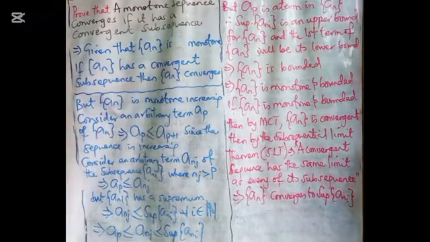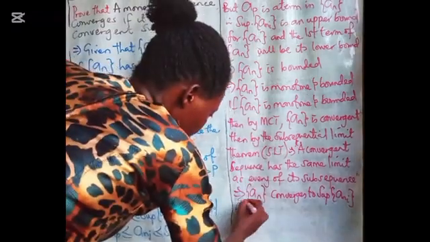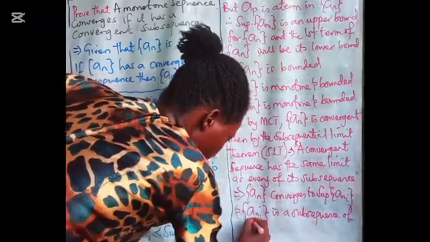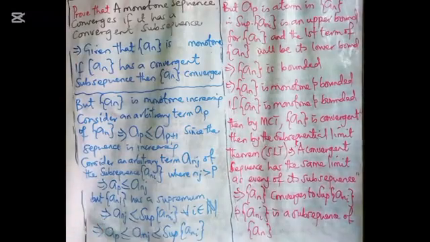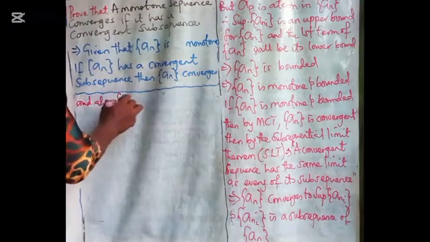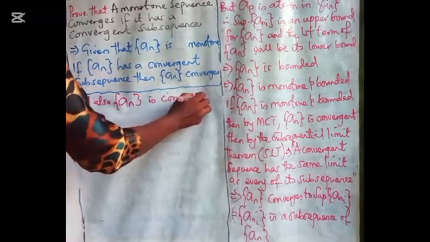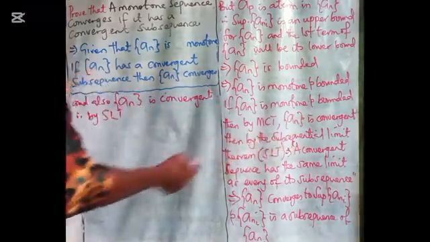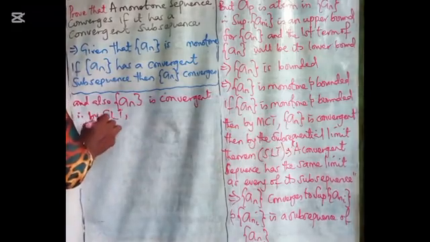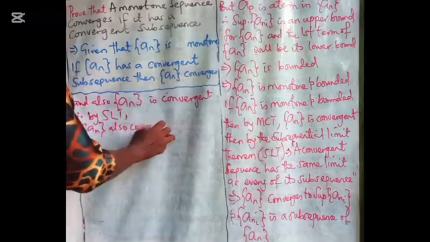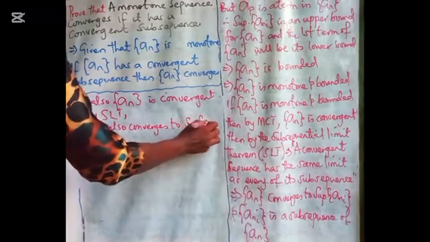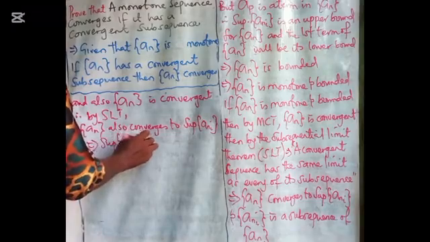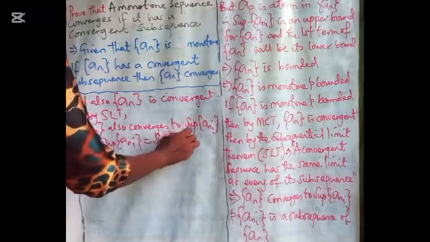And A sub ni is a subsequence of A sub n, and also A sub n is convergent. Therefore, by the subsequential limit theorem, A sub n also converges to the supremum of A sub ni. And that implies that the supremum of A sub ni is equal to the supremum of A sub n.